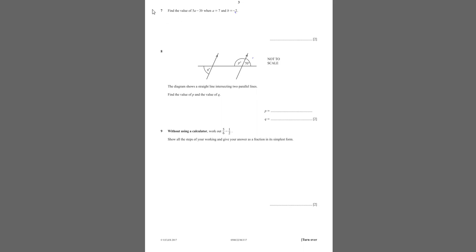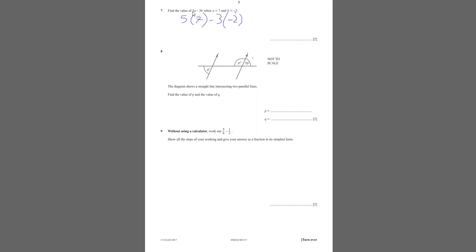So on page 3, question 7. Find the value of 5a minus 3b when a equals 7 and b equals negative 2. So, in this case, a equals 7 and b equals negative 2. So if we have 5 times 7 and 3 times negative 2.